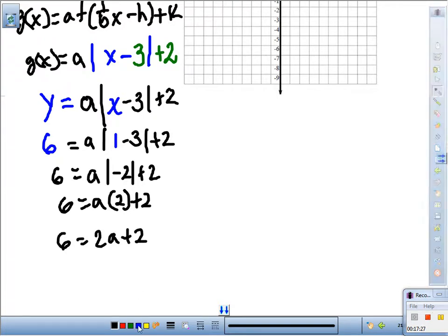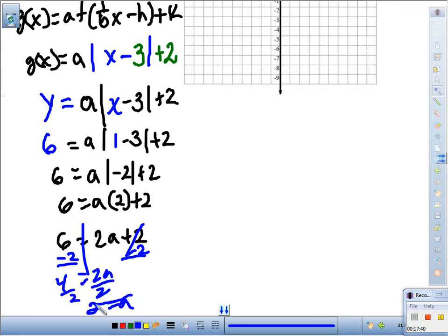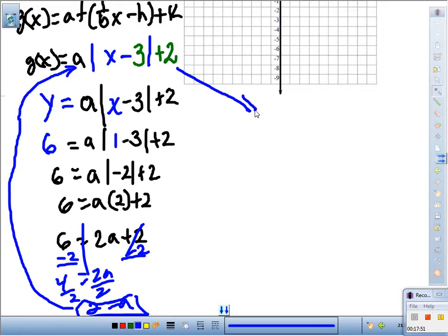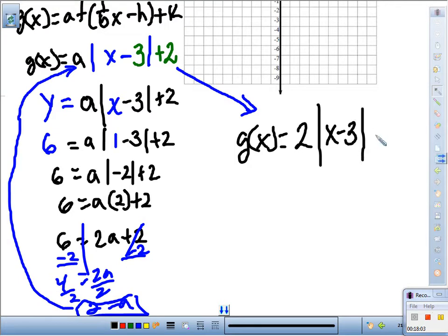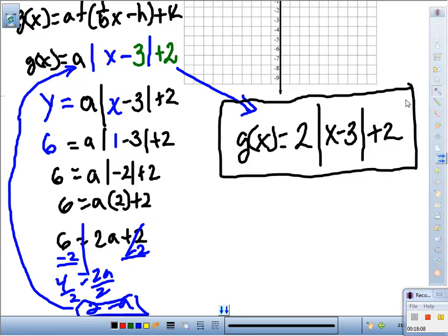Do we know what to do from there to solve for A? Yeah, so we subtract 2, subtract 2. 4 equals 2A, divide by 2. 2 equals A. And now that we have A, we're going to substitute it in here. Where, Mr. Q? Right there. That means I'm going to rewrite this over here. And our function is g of x equals 2 times the absolute value of x minus 3, plus 2. Copy that, please.